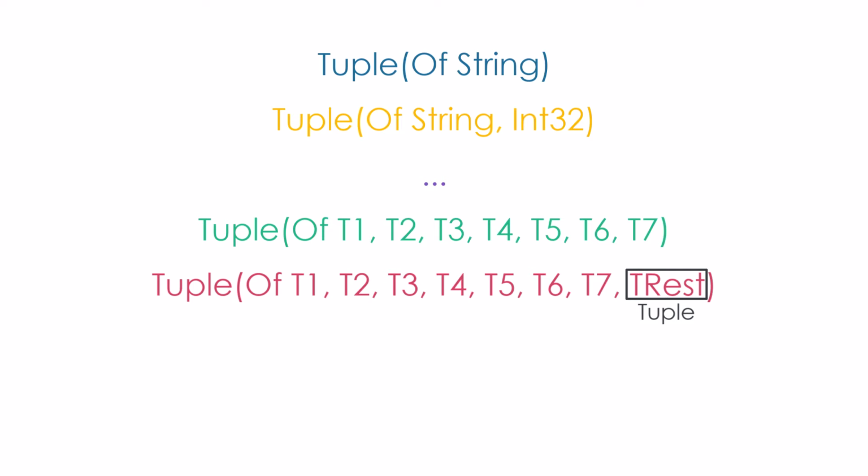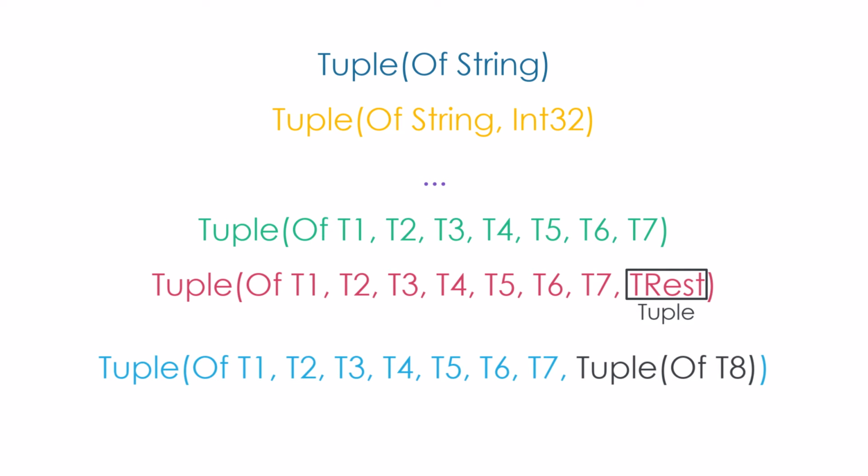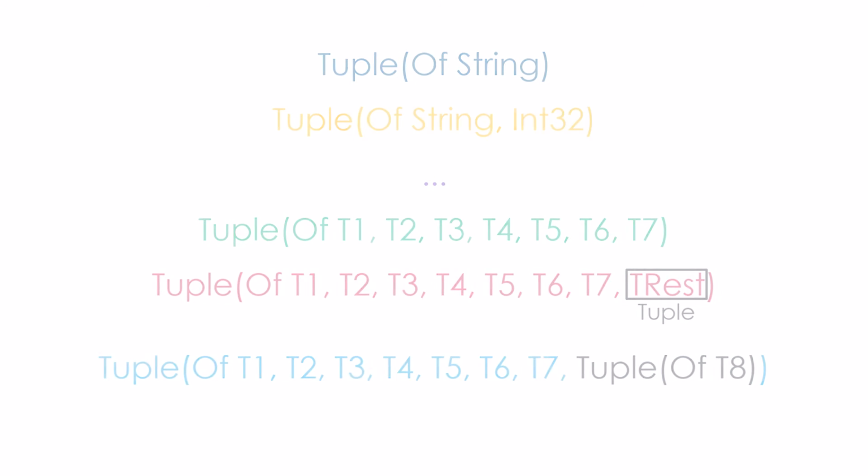For example, if you want to store 8 different values, you would use this one. The 8th value is tucked away inside its own tuple, which is nested inside the main one. This way, you can keep adding more items by nesting more tuples.